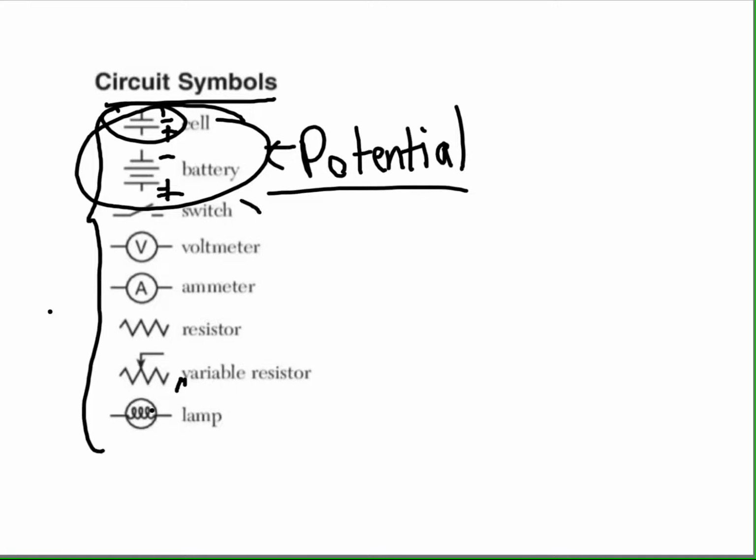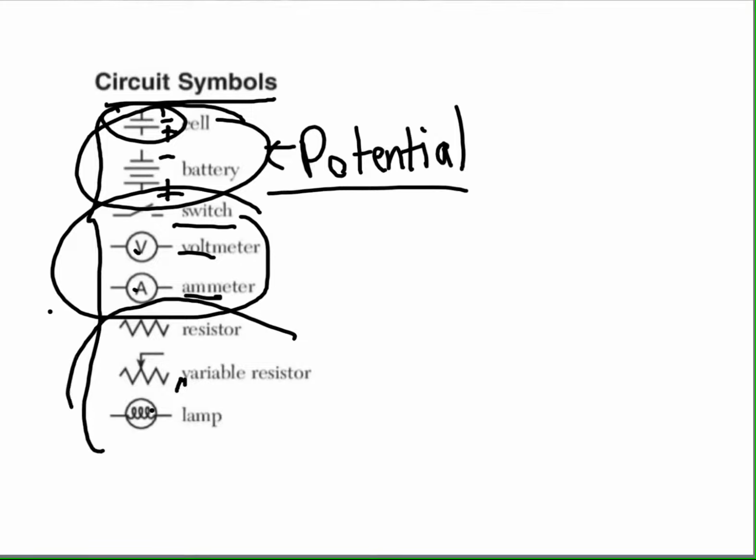Now, these three will eventually come into play, but we're not going to worry about them today. This is a switch, which just allows us to open and close a circuit, and then a voltmeter and an ammeter measure exactly that. They measure volts and they measure amps. We'll talk about later on how they get put into a circuit and why they get put in a certain way. And then we have these three things here.